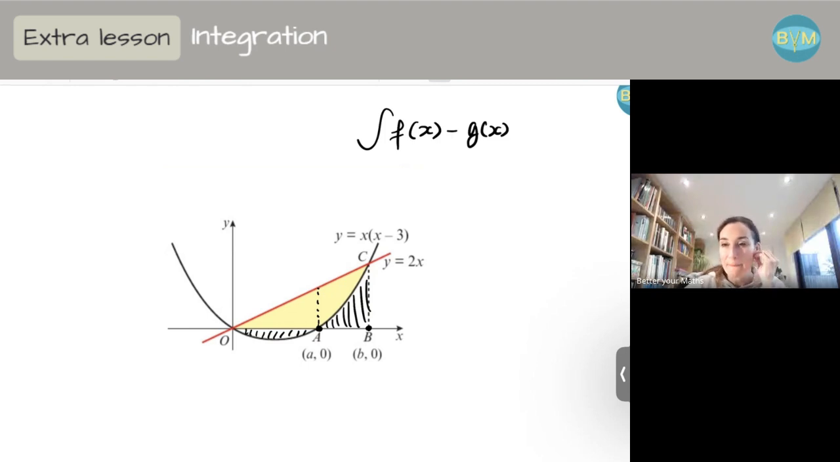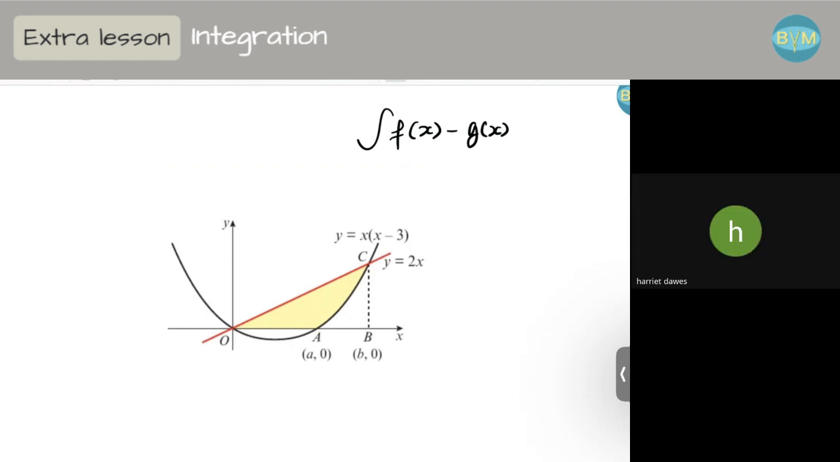Any other thoughts? Nobody? Really? Come on, don't be shy. Harriet, tell me, what can I do? I think if you integrate between A and B, you can find that little bit on the end, and then you have to find the area of the triangle between 0 and B. Yeah, that, and then subtract the area of the integrated bit that you did.